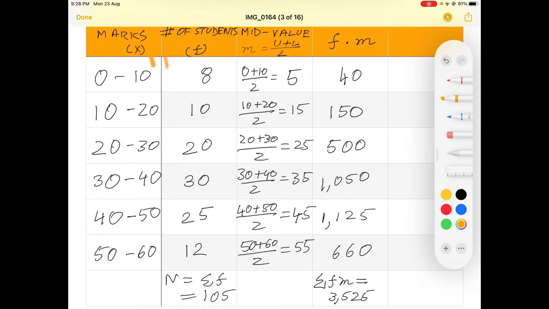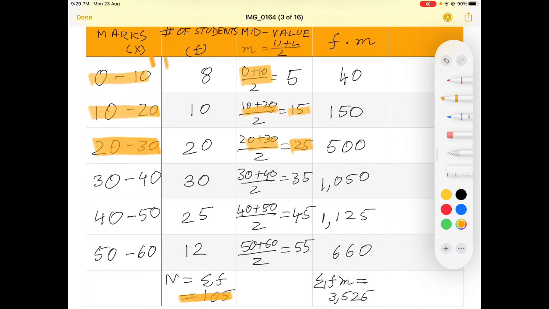And how do we do that? We take the upper limit, add it to the lower limit, and divide it by 2. So for the first class interval 0 to 10, we take 0 plus 10 and divide by 2 to get 5. Similarly, the mid value between 10 and 20: add 10 plus 20 and divide by 2 to get 15. Similarly, 20 to 30, add 20 plus 30, divide by 2 to get 25. And so on, we'll find the mid value for each class interval. Then we add up the frequency for each class interval to get a total n, or sigma f, of 105.